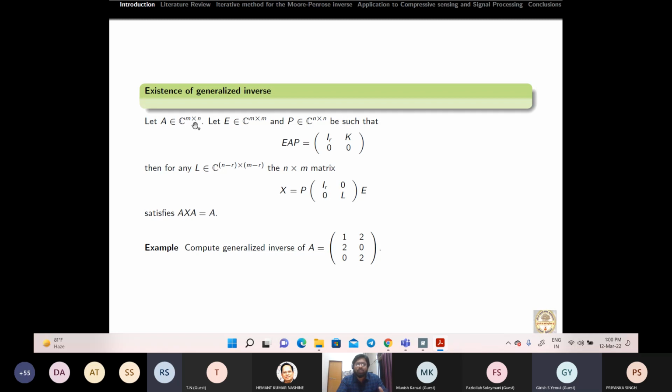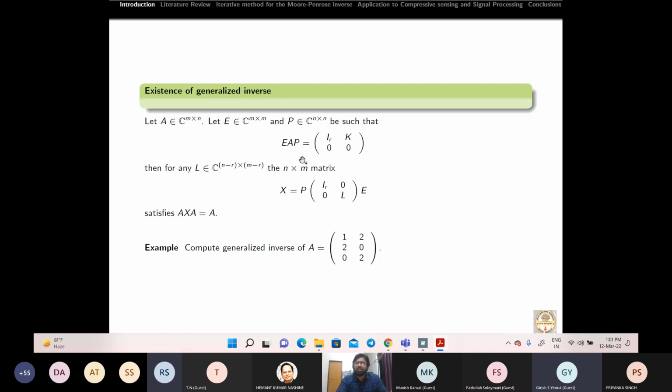If A is any m cross n matrix, and suppose its normal form is given by EAP equals the block matrix [I_r, 0; 0, 0], where r denotes the rank of the matrix, E is the elementary matrix of order m cross m, and P is the n cross n permutation matrix, then its generalized inverse X can be given by the expression X equals P times the block matrix times E. This X will satisfy the equation AXA equals A. So this result says that for any arbitrary m cross n matrix, we can compute its generalized inverse using this technique.